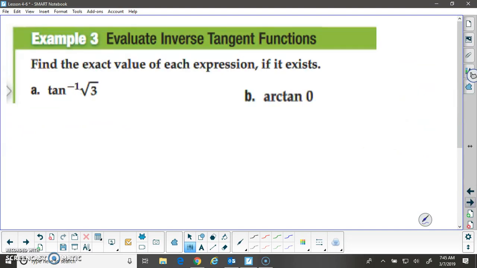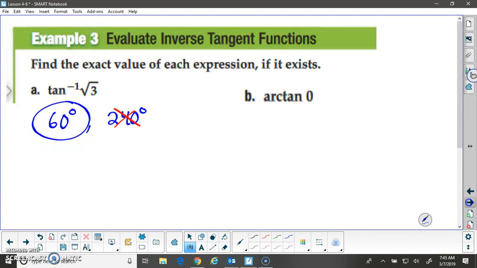So a few examples. We have a tangent inverse of square root of 3. Well, tangent is equal to square root of 3 at 60 degrees and also at 240 degrees. Well, 240 degrees is not within the restricted domain. Therefore, 60 degrees would be our solution.